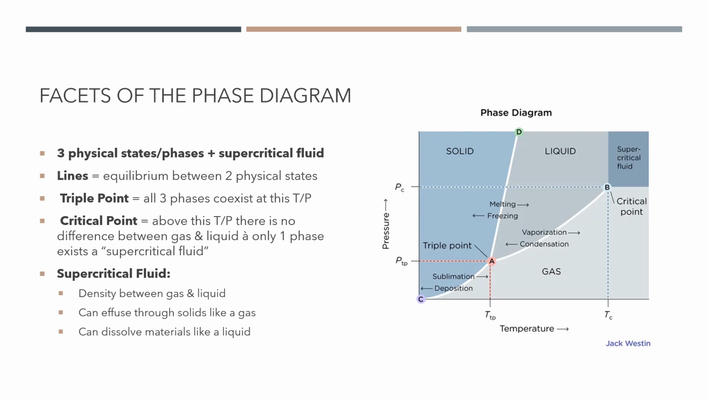There are a few important things to note. Here you have your triple point. At your triple point, all three phases coexist at this given temperature and pressure. At your critical point, you have the threshold for what's called a supercritical fluid. So it's kind of the hybrid between a gas and a liquid. It has a density in between those two things. It diffuses through solids like a gas does, but it can dissolve materials like a liquid does. So in dry cleaning and such, they'll use supercritical fluids to help clean some stuff.